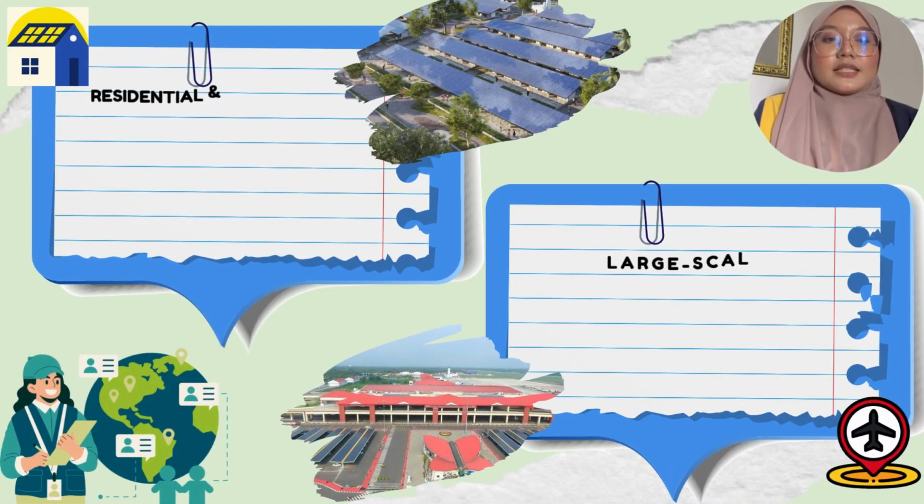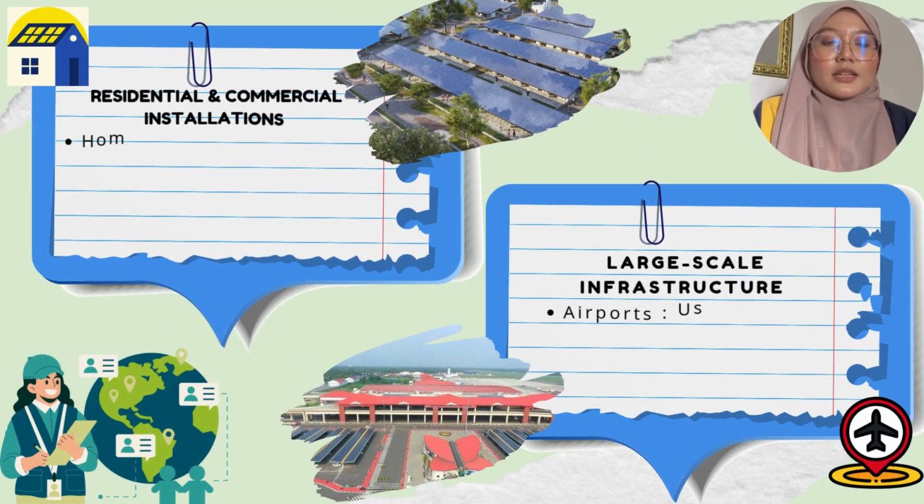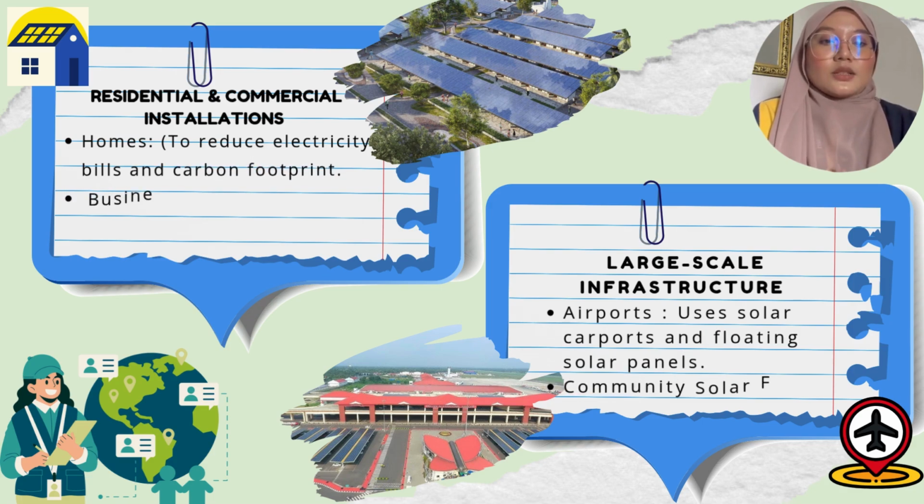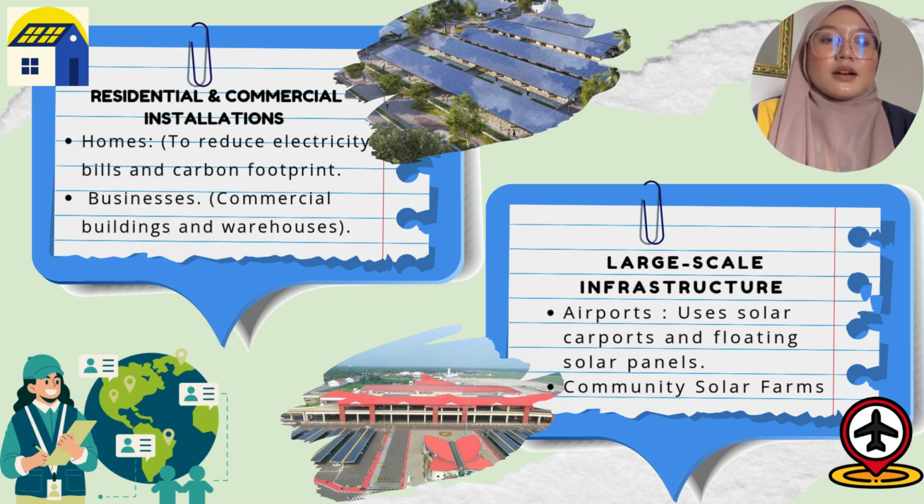First example is residential and commercial installation. For example, many homeowners install rooftop solar panels to reduce electricity bills and carbon footprints. For example, a family in California installed a 5 kilowatt system, achieving a 70% reduction in electricity costs. Another is commercial buildings and warehouses, such as a large warehouse in Texas with a 500 kilowatt system, which uses solar panels to power operations and lower operational expenses.